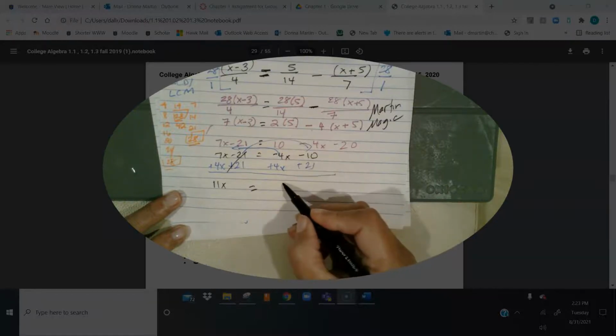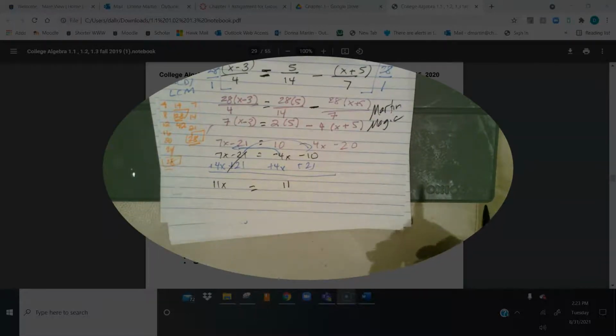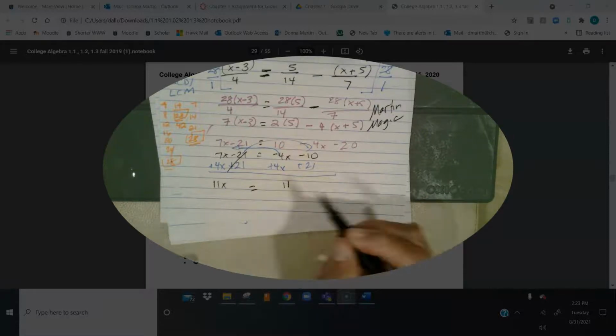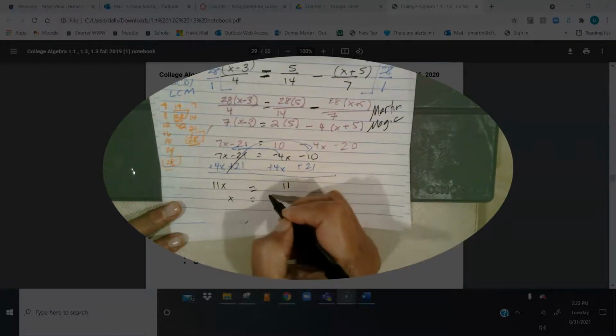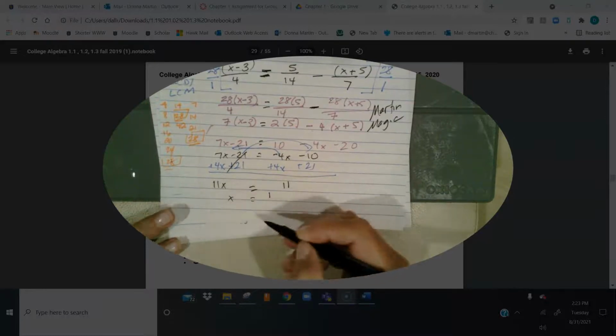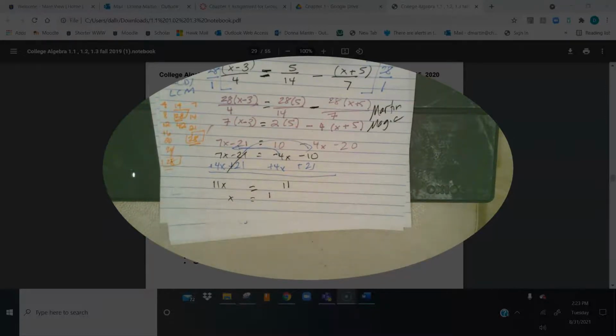Negative 10 plus 21 is 11. We can solve that problem. 11 times what is 11? We know that x would be equal to 1. So all that work, and now we know that x is 1. You could substitute that in your original problem to prove that for yourself.